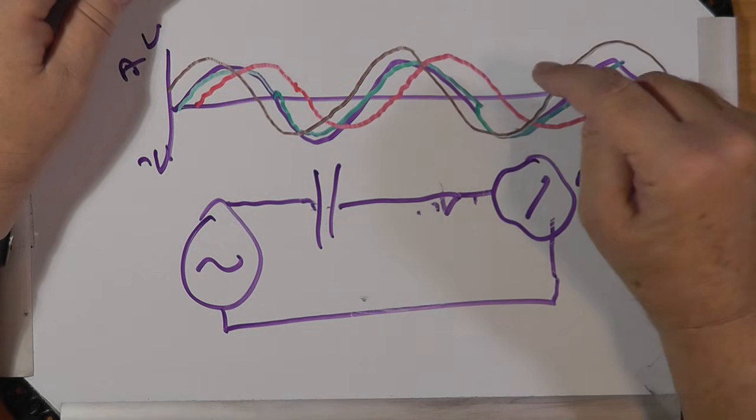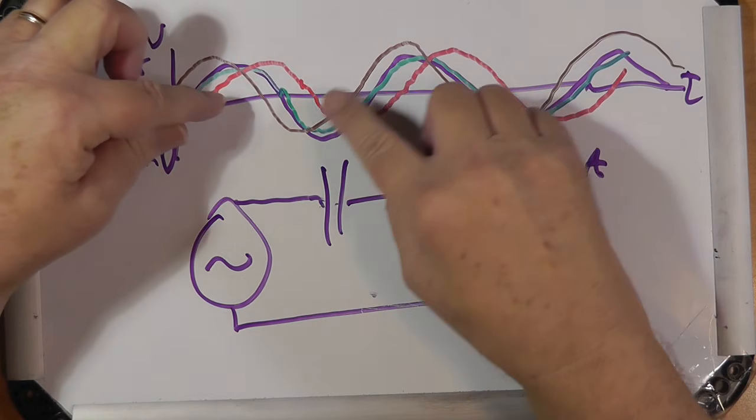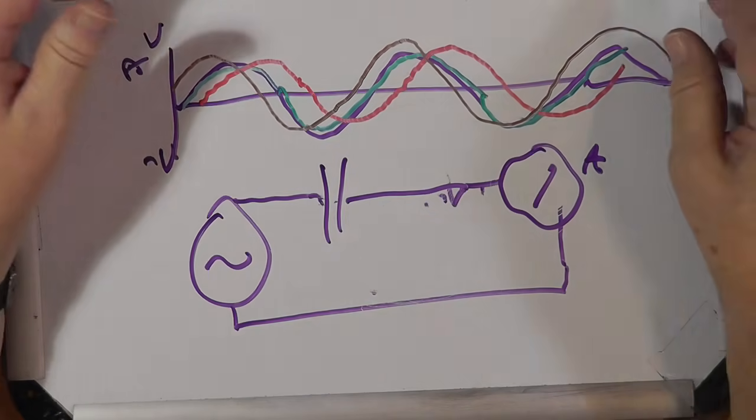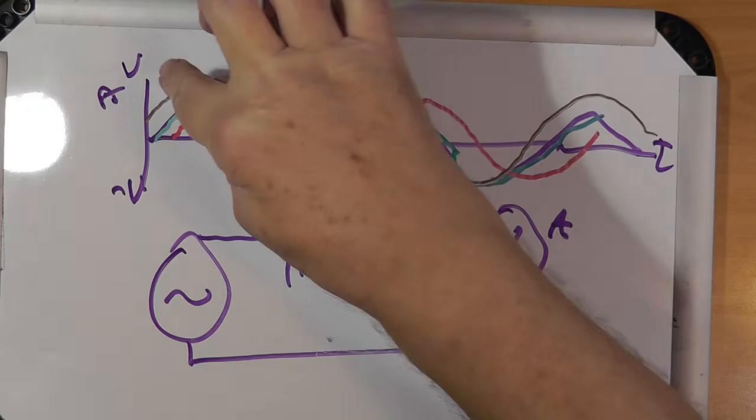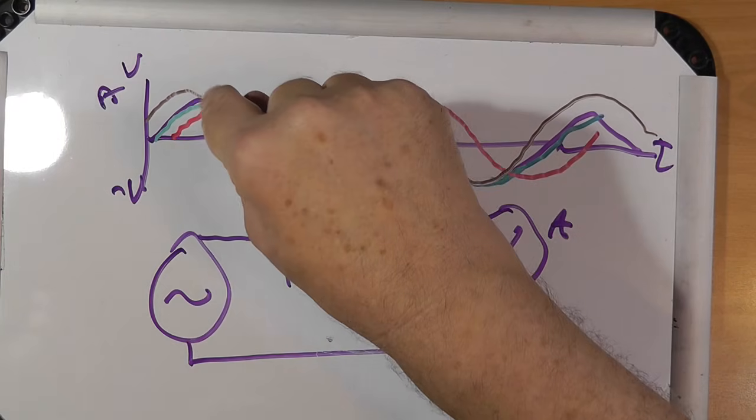It actually leads the voltage. Actually, it lags way, way behind, but it's so much far behind that it shows up on this diagram, which is a repeating diagram, as being a leading current. Okay, so you've got leading, lagging, and in phase from a resistor, a capacitor, and an inductor.